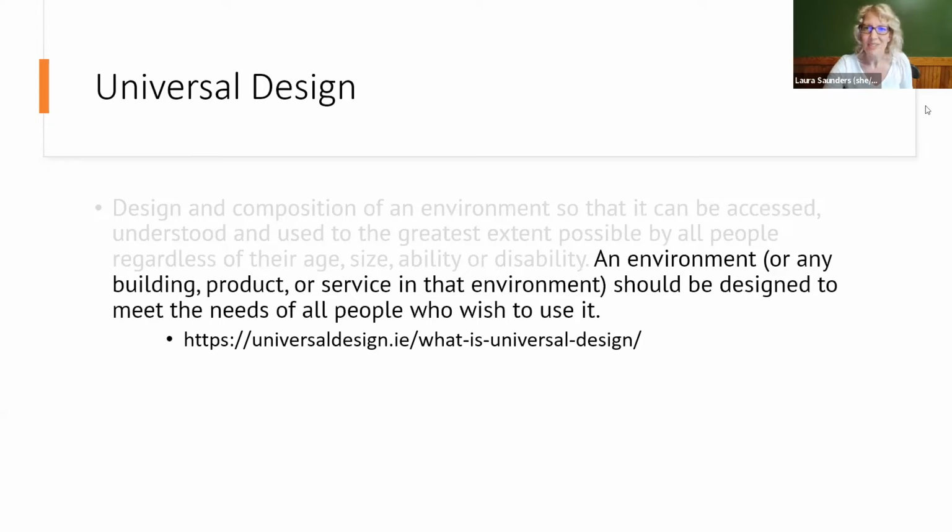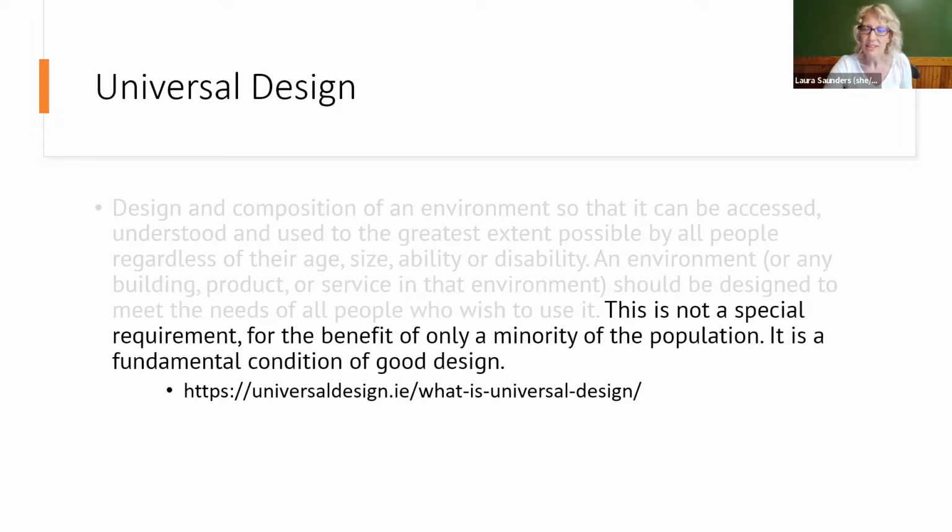The definition goes on to say, an environment or any building, product, or service in that environment should be designed to meet the needs of all people who wish to use it. While universal design was initially developed with more of a focus on physical space, I think this part of the definition shows how it can be applied to things like classrooms and classroom instruction, because you're talking about not just the space, although classroom space could certainly fall into that, but also the services that are provided within a space.